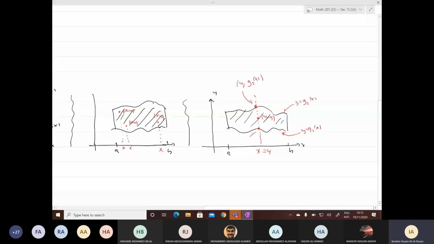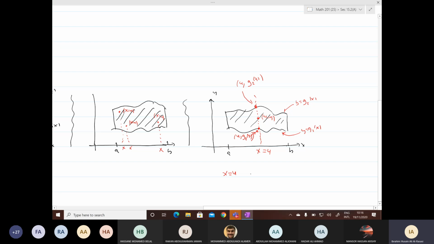What about the y coordinate here? Okay, x is 4. What is the y coordinate for this point? You substitute in g1, so it will be g1(4). So when x equals 4, for the point y you just move it inside the region. What are the possible values of y on the whole line? The possible values of y will go from the y coordinate of the lower curve to the y coordinate of the upper curve, that is, from g1(4) to g2(4).